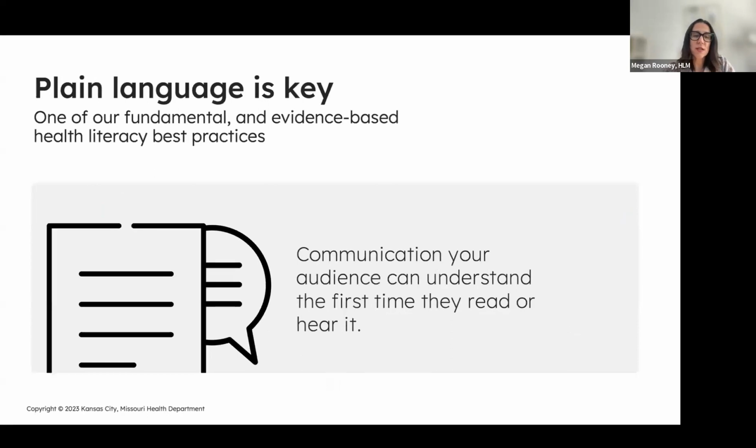Plain language is a term that we use, but we often like to define it so that we're not using jargon. But it is one of the most fundamental health literacy principles. At its basic form, it's communication your audience can understand the first time they read or hear it. Sounds simple, it's actually quite complicated.